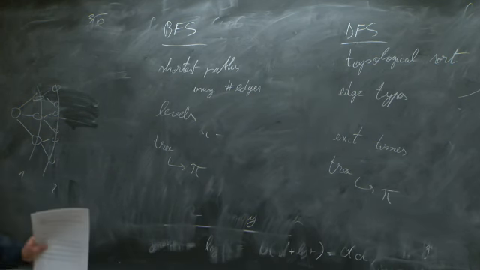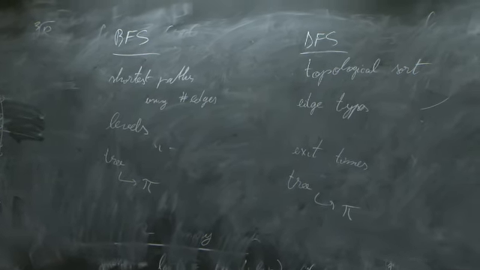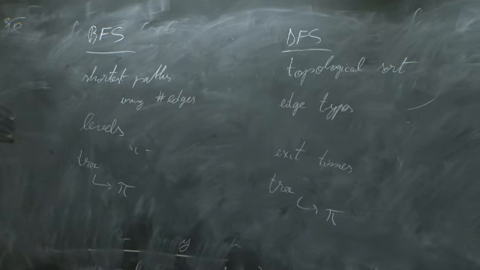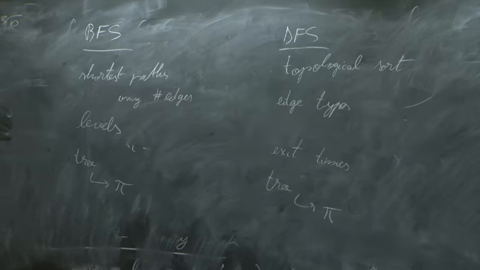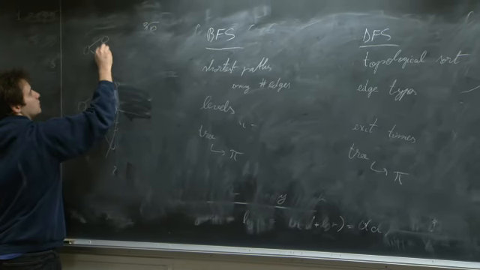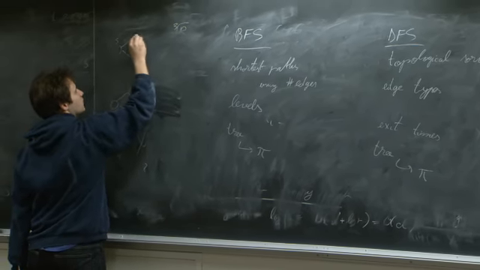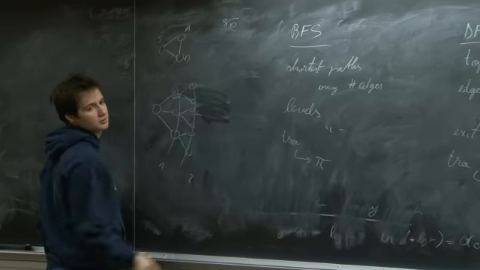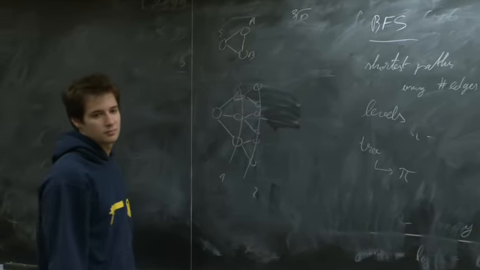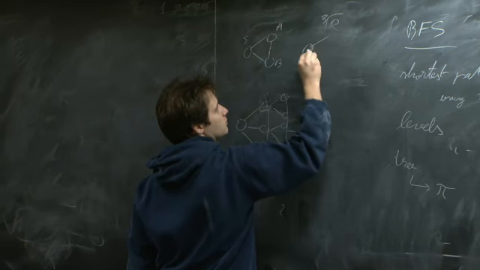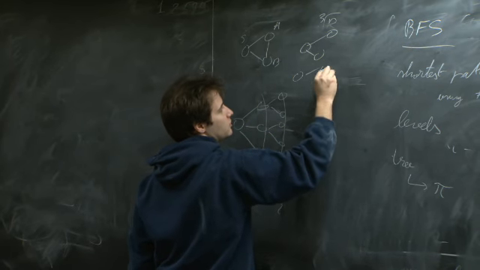So DFS and BFS will both compute trees of the graph. Are they the same trees or different trees? Different trees, probably. Different trees, right? Let's take this: S, A, B, right? BFS will give us this, DFS will give us this.